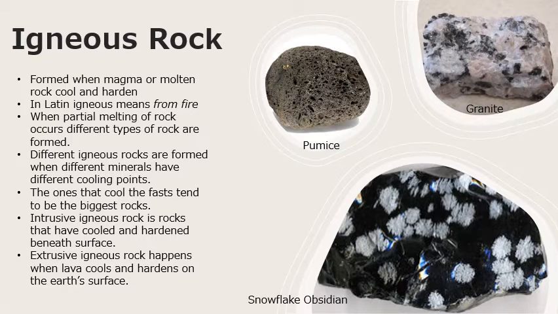Intrusive igneous rock is rocks that have cooled and hardened beneath the surface. So intrusive igneous rocks are rocks that are not above the surface originally. When they cooled and hardened, they were beneath the surface. Extrusive igneous rock happens when lava cools and hardens on the Earth's surface. So this would be after the lava comes out and gets hardened. A lot of times those would be something like this pumice stone that you see here. So let's try the next one.